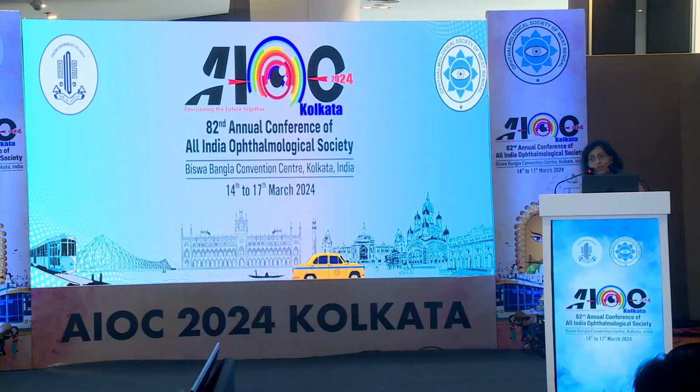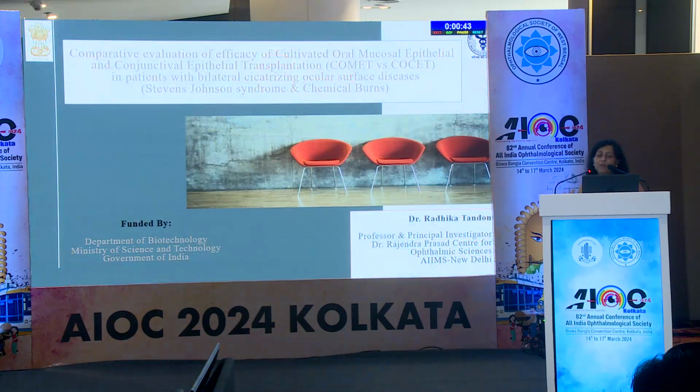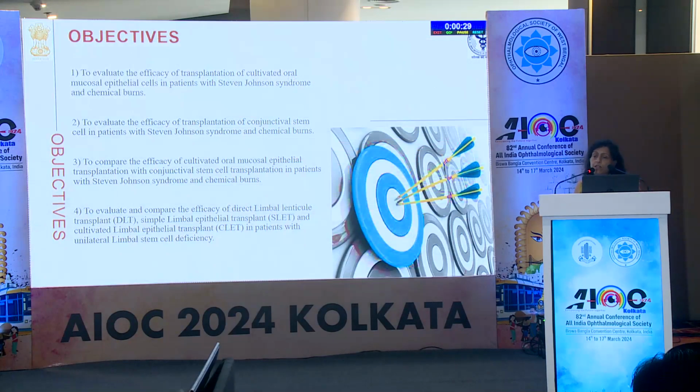We do have an option of live related, but autologous is always better because these patients are quite sick and you want to avoid using systemic immunosuppression. And in our patient population, even that systemic immunosuppression is expensive. So we have done a comparative evaluation of cultivated oral mucosal autologous and also cultivated conjunctival. So just like you have stem cells at the limbus, there are also conjunctival stem cells deep in the fornix.